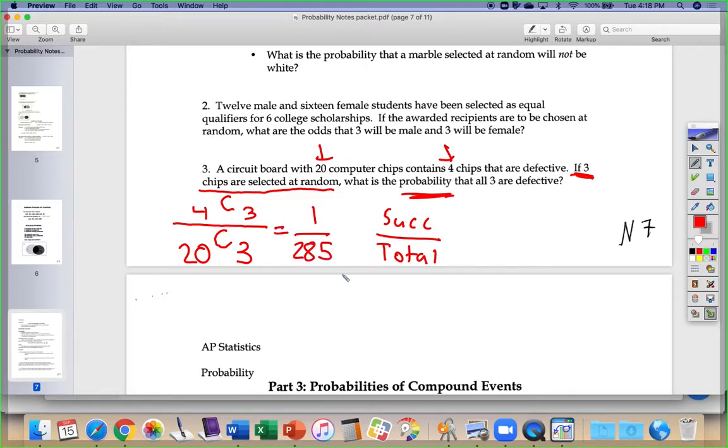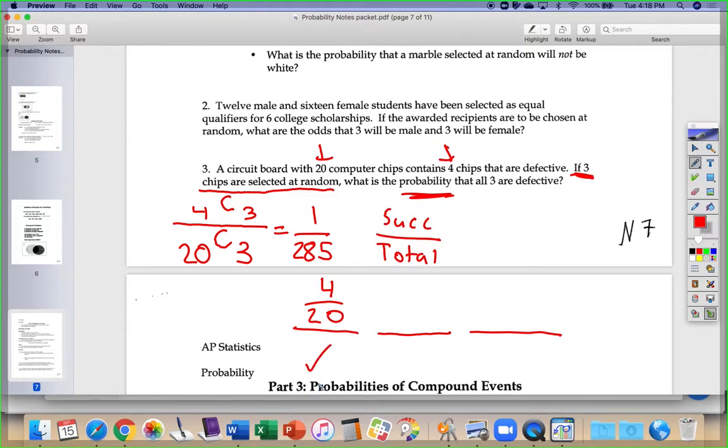And now I might blow your brain, but I'm going to think about this question in a totally different way. Let's think about this the way we thought about how we made our ID numbers the other day. A computer board has 20 chips, 4 of them are defective, 3 chips are selected at random. When we did our ID numbers, I said, okay, let's make 3 spots because I'm selecting 3 chips. And let's think about the ways of selecting defective chips. Well, if I pulled a chip from 20 and it had to be defective, then I have a 4 out of 20 chance of pulling a defective chip. And let's say this happens. It was a success, because that's how probability works.